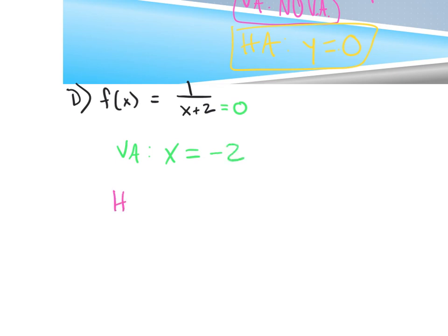What about our horizontal asymptote? What is the degree of the numerator? The numerator doesn't have an exponent, so the degree is 0. So 0 is less than 1. What do we know when we see less than? y equals 0. Perfect. So that's it for the notes today.